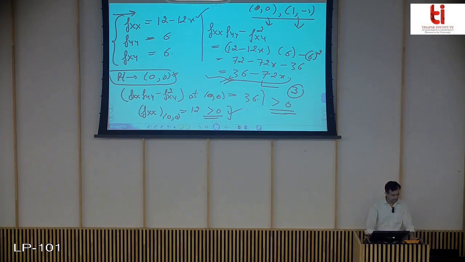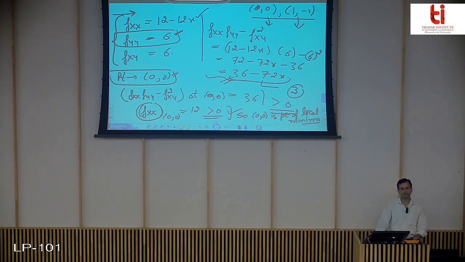So in this case you can see the discriminant is positive, so we must be getting a maximum or minimum, and again the second order partial derivative with respect to x is greater than 0 at (0, 0). You can even find it using the second order partial derivative with respect to y, and we can see it is greater than 0. So again (0, 0) is a point of local minima. It is a point of local minima, (0, 0).